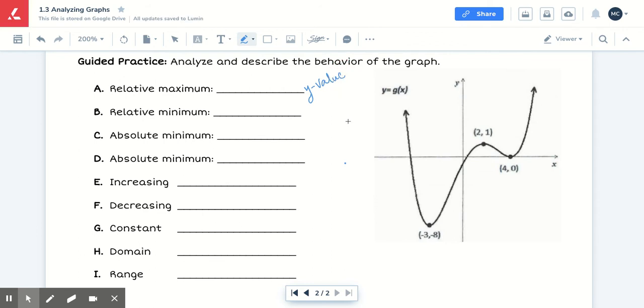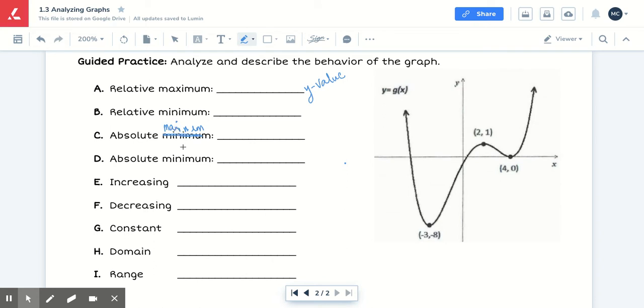Also on part C, this should have said maximum, absolute maximum, not absolute minimum. Little typo. Alrighty, now go ahead and pause the video and come back and see.